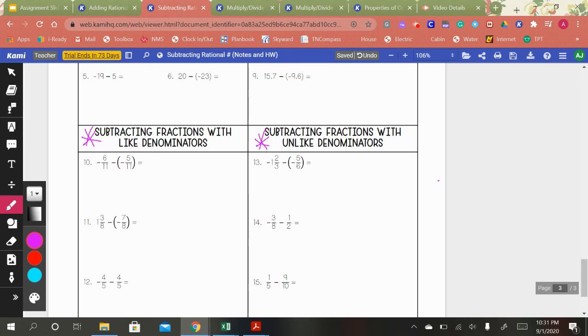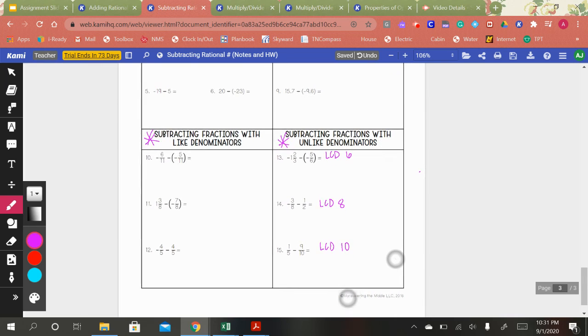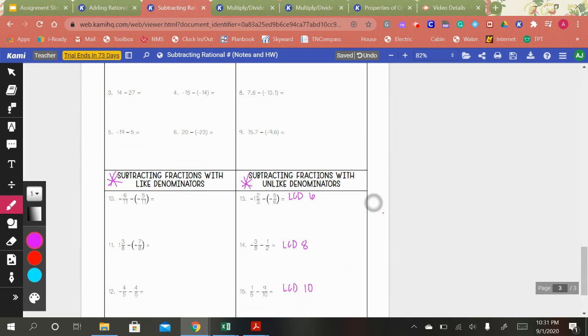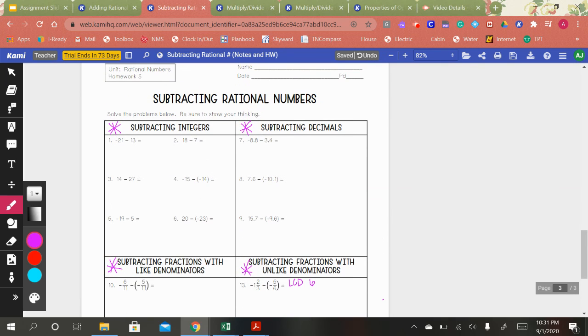Make sure that you are changing your mixed numbers to improper fractions and then looking for common denominators. We can go ahead and say the least common denominator on 13 is going to be 6. Least common denominator on 14 is 8. Least common denominator on 15 is 10. So I do want to help you out just a little bit. Take your time with this. Make sure that you are referring back to your notes and possibly the video if you need to.